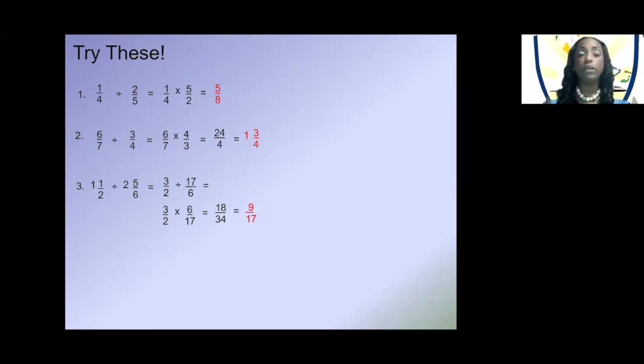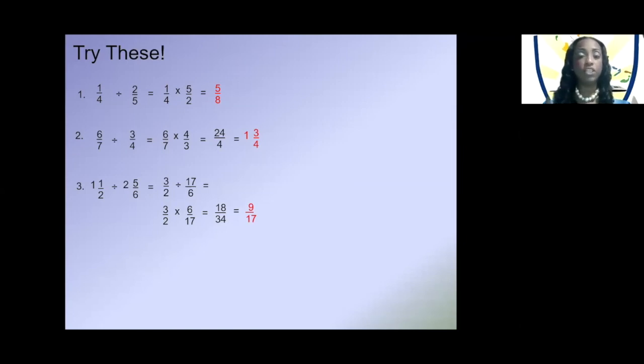Follow on the next line: 1 × 2 = 2, add 1 = 3/2. We keep the denominator. Okay? That's being divided by 2 × 6 = 12, add 5. We have 17/6. Again, we keep the denominator. So now we have 3/2.